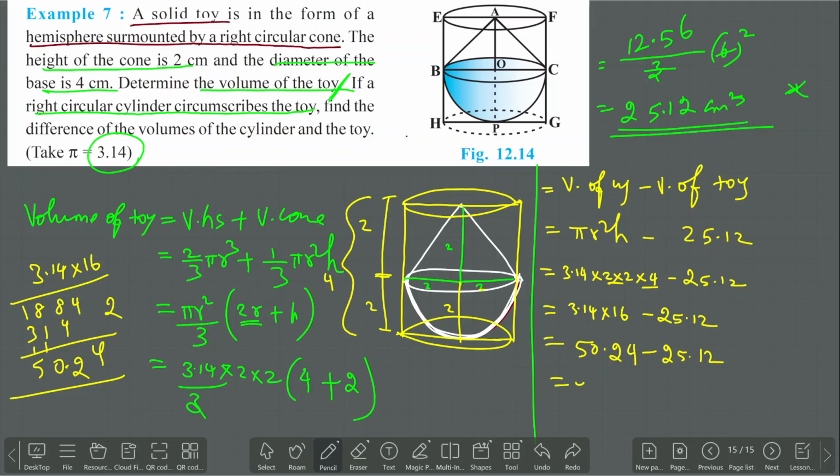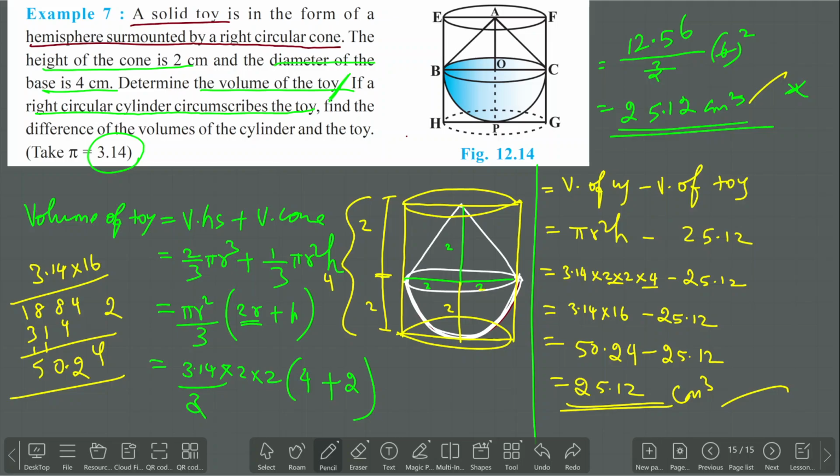After subtracting 25.12, the difference is also the same volume. Have you observed this? What you got here, the same thing is what we are getting here. Really, this type is very important. This type is very important in volume. Kindly read it very clearly.